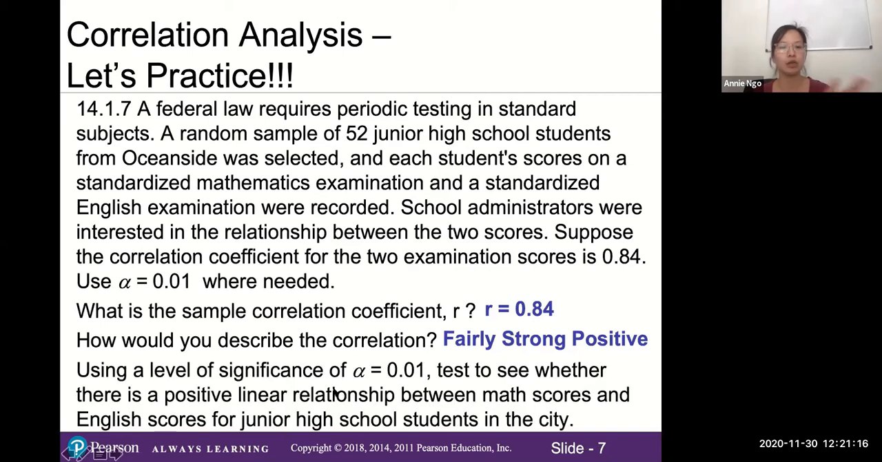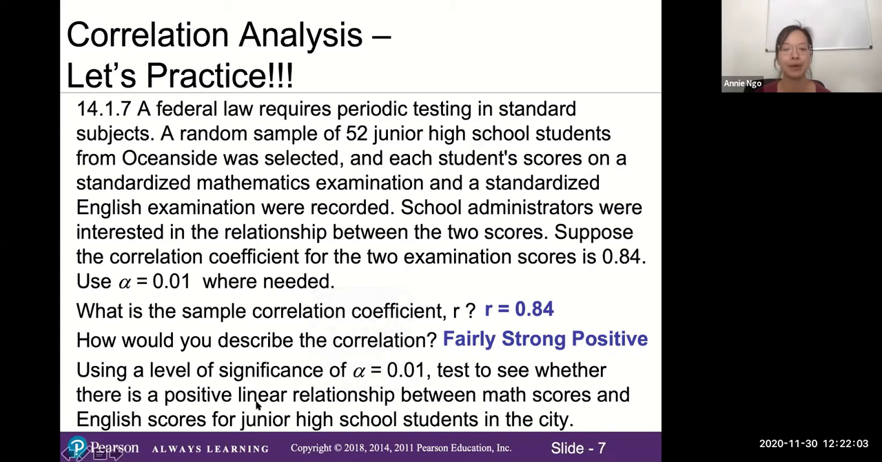All right, so we're going to use a level of significance of alpha of 0.01, right, because they told us here in the story, in order to test to see if there is a positive linear relationship between math scores and English scores for junior high school students in the city. So just based on this statement, what kind of hypothesis test are we doing? Two-tail, upper, or lower tail?